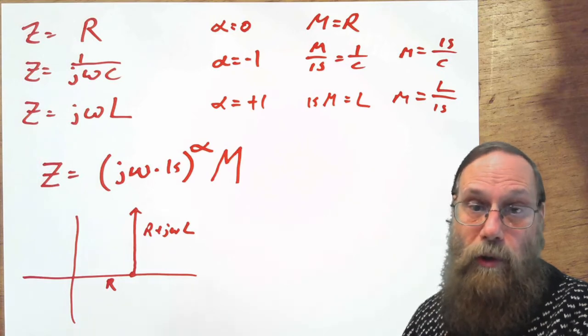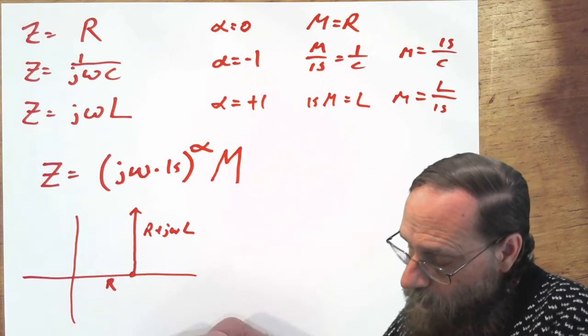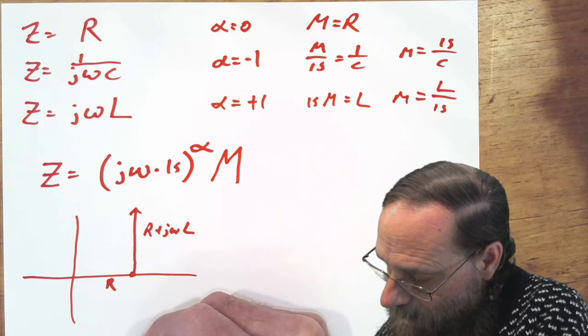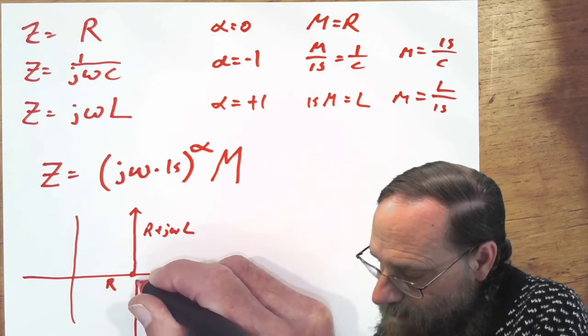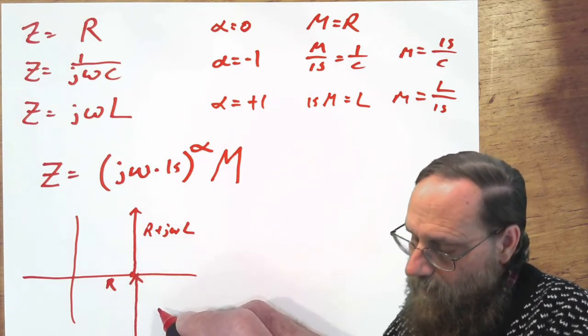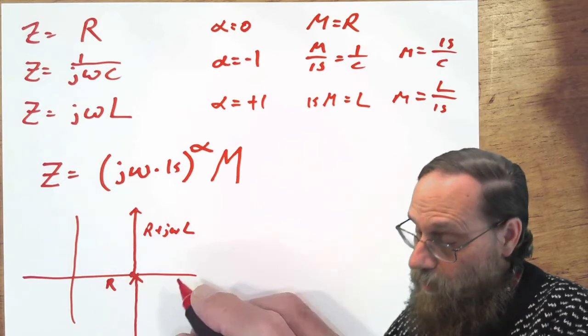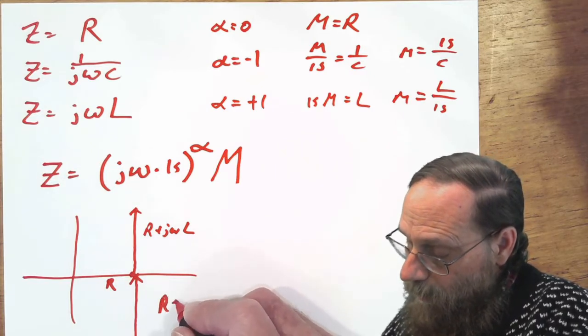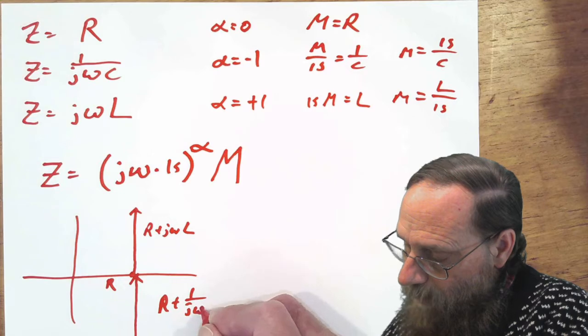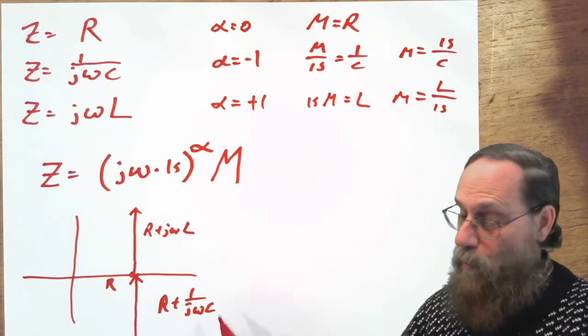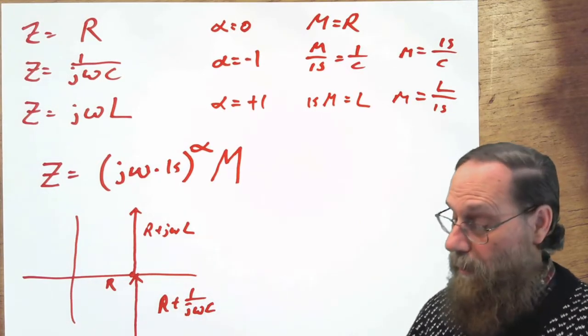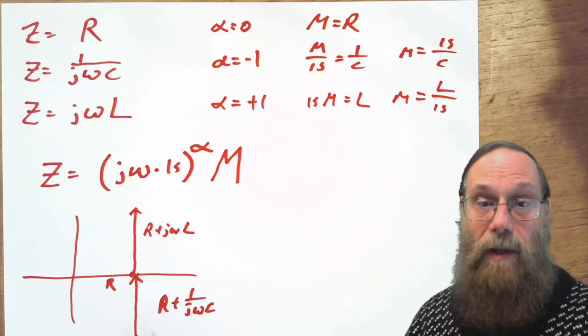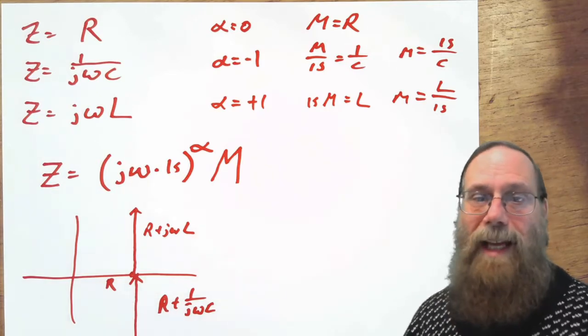Similarly, if we do a resistor and capacitor in series, we're going to start down at -infinity, and as the frequency increases, we will move up towards that resistor. So that's R plus 1 over j omega C. Notice the 1 over j is a negative j, so that gives us a position down here on the negative imaginary part.